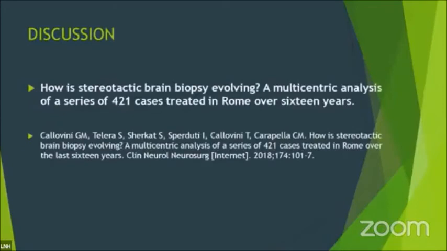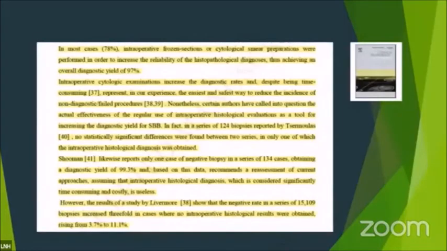We found a study that was a case series of 421 cases. It was done in Rome, over 16 years. They showed that their yield only improved after the use of intraoperative frozen sections. There were other studies cited for this that showed that almost all of them improved their yield by introducing intraoperative frozen section and histopathology analysis.